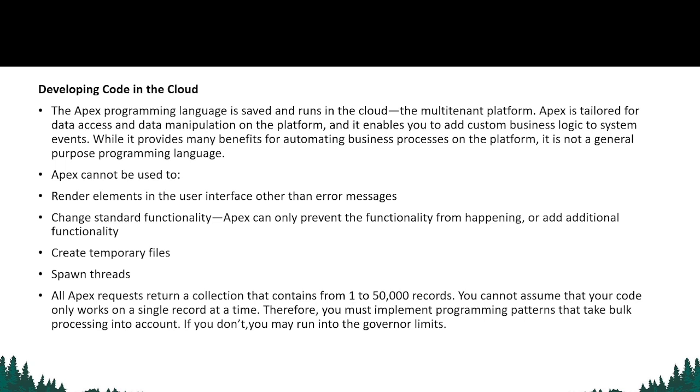Then we are creating a temporary file. Then we have multiple threads that are organized in one form. And then all the Apex requests return a collection that can contain records up to 50,000. Now your code will always work on a single record. You have multiple programming patterns that take multiple processing at a time.